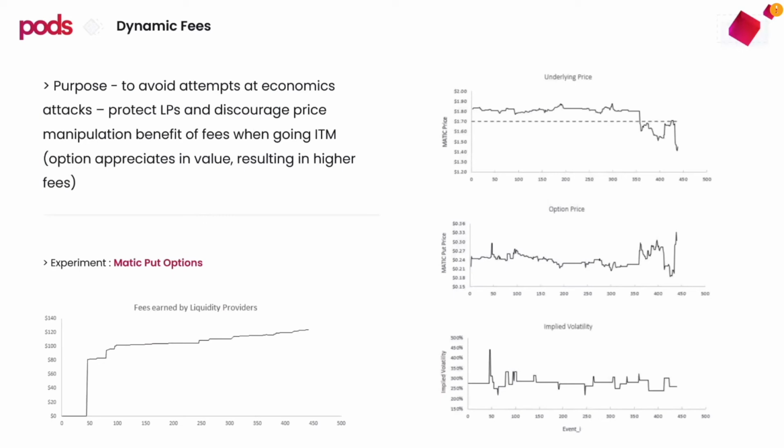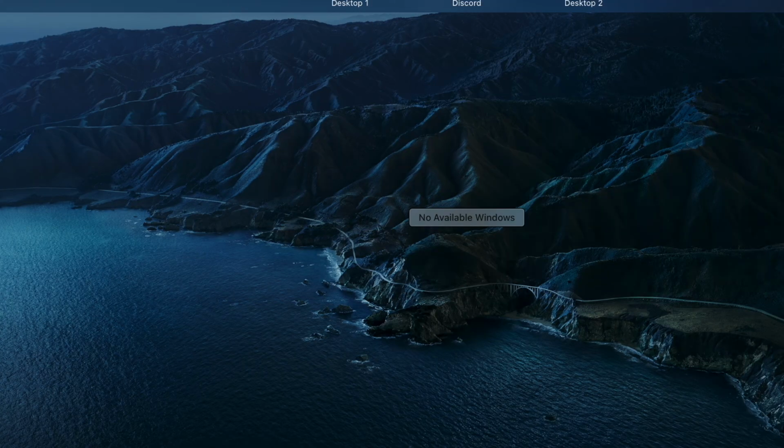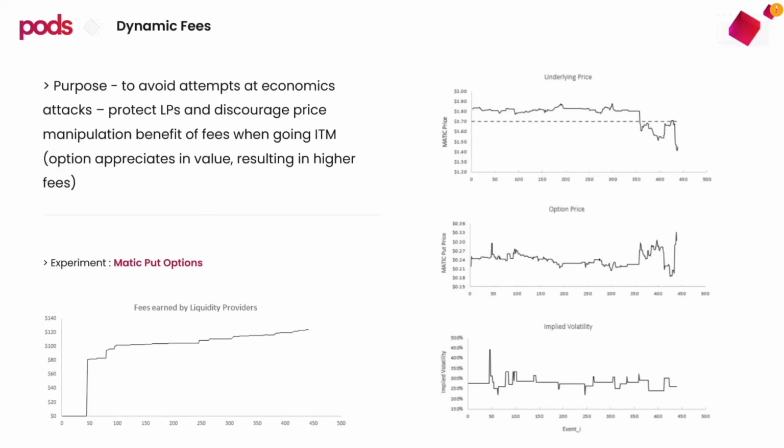So one of the things that we introduced is this concept of dynamic fees. Its primary purpose is to protect LPs if people try to manipulate prices, and to discourage manipulation. If there is manipulation, dynamic fees would increase, and as a result, they would just go to LPs. So if somebody's trying to purposefully change the price of the option.